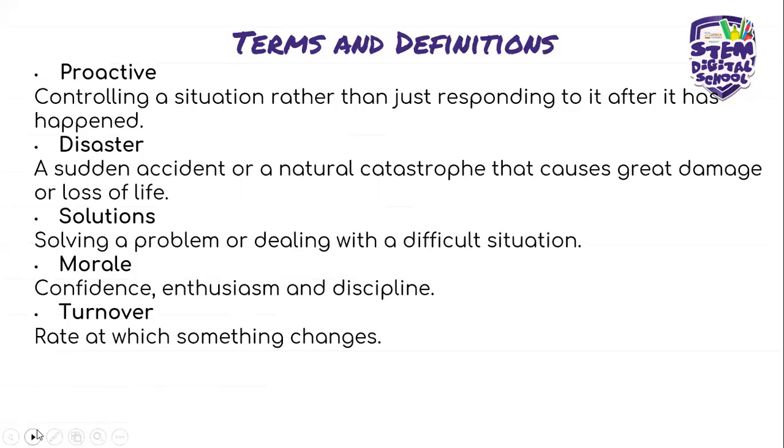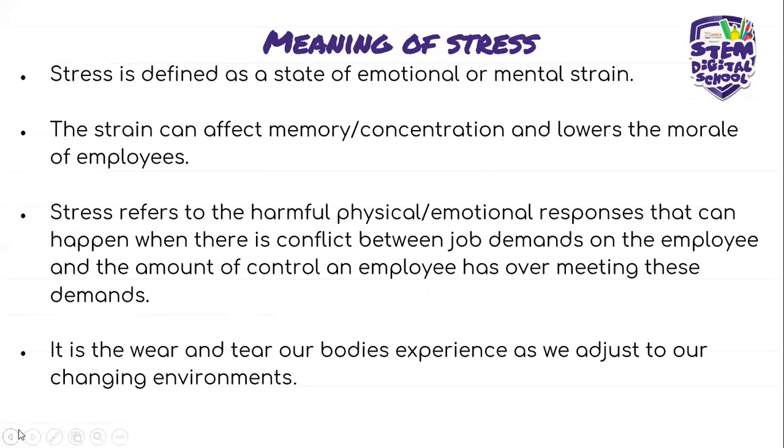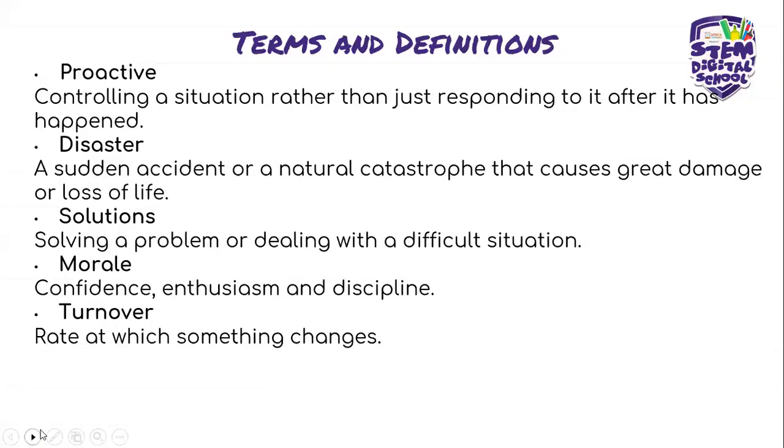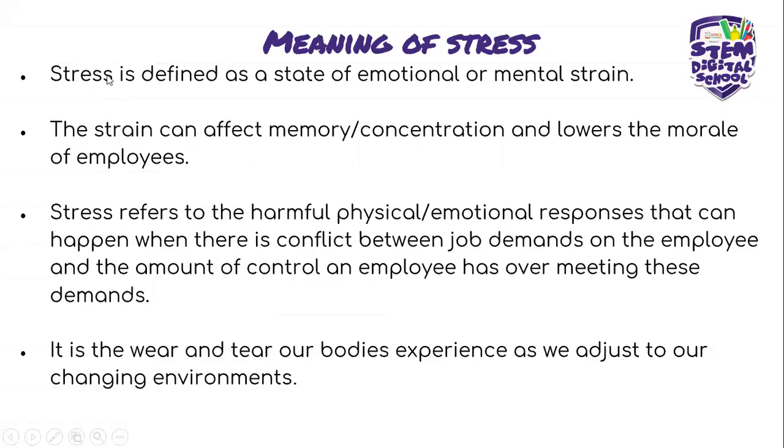Now, since we are starting the chapter, you'll see all these terms, right? So we have dealt with the terms. Now let's look at the meaning of stress. Stress is defined as a state of emotional or mental strain. So guys, you can be stressed emotionally, right? Or you can be stressed mentally. The majority of stress takes place mentally, where you can't even think properly.